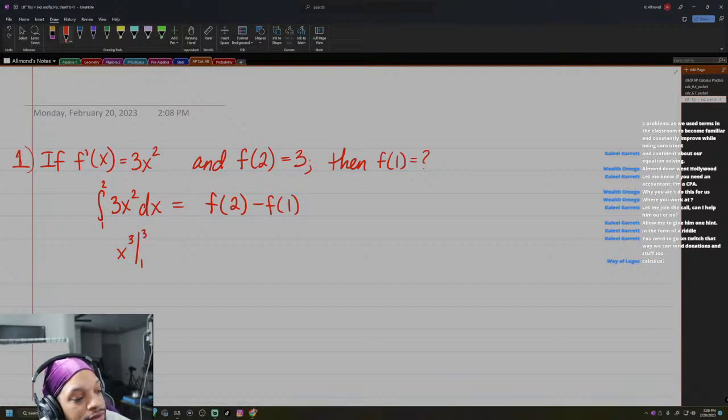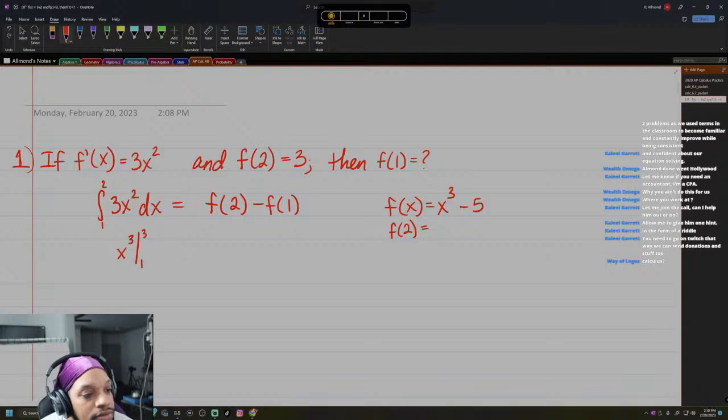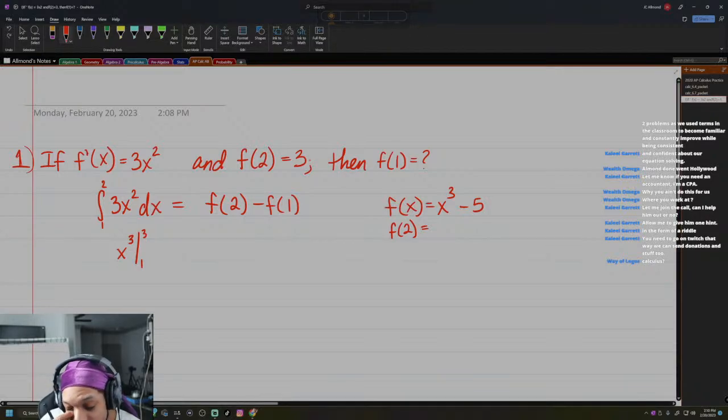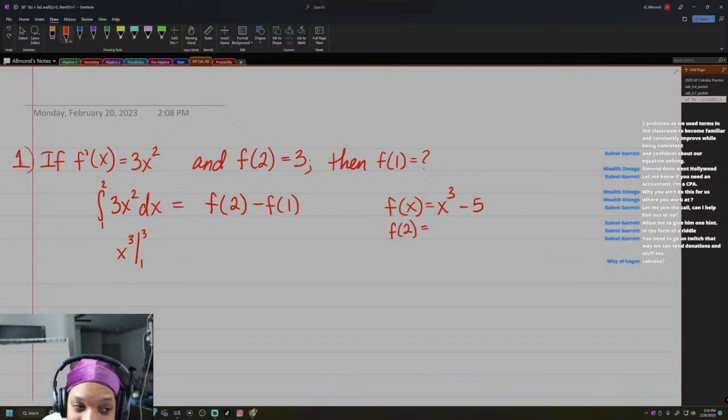So if f of x is equal to x cubed and f of 2 is equal to 3, I just plugged in 2 to x cubed and I got 8, right? So the equation has to be x cubed minus 5, right? And then you plug in f of 1 in there, so it's 1 minus 5, which is negative 4. That's one way to do it. That's how some people said it was easier. Now you see why we have to have that plus c. That minus 5 was the c.